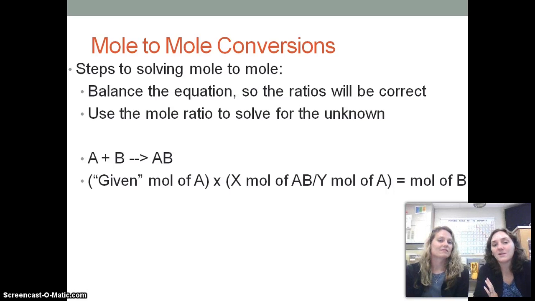And these are the steps to solving mole to mole. So you could figure out the moles of your reactants and figure out the moles of your products. But first you need to always balance your equation so you have correct ratios, and then you're going to use the ratio to solve the unknown. So your generic equation is A plus B, and it produces AB. So let's say you're given the amount of A. You're going to multiply that by your ratio of AB divided by A. Okay. And that will give you your moles of AB.